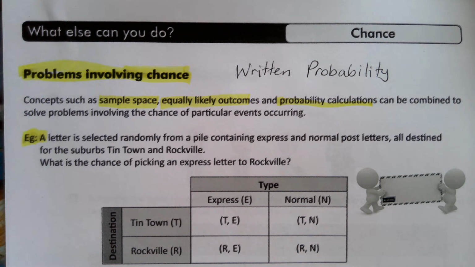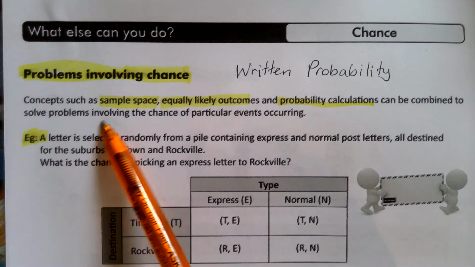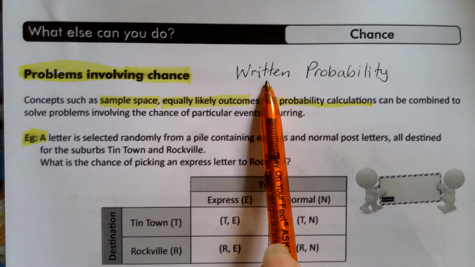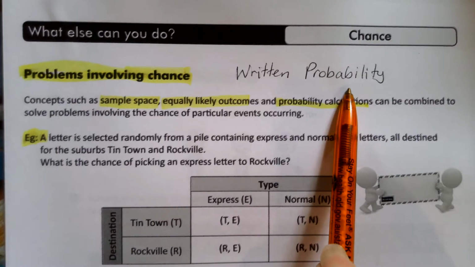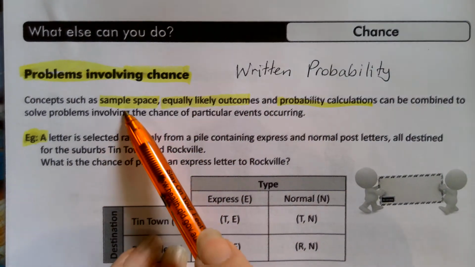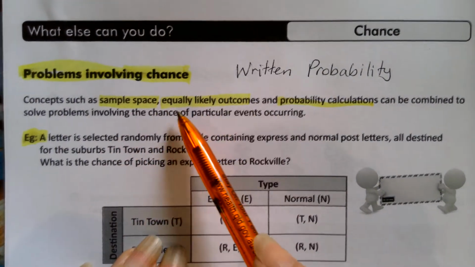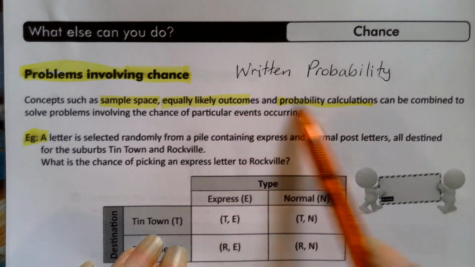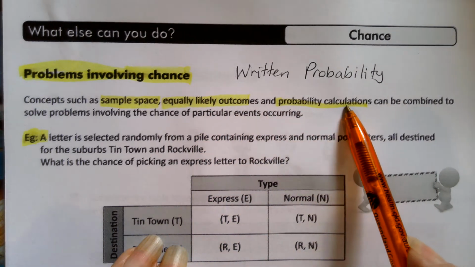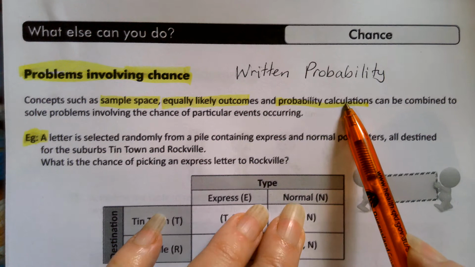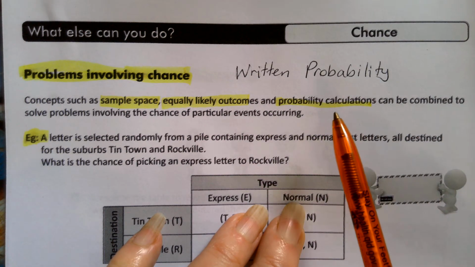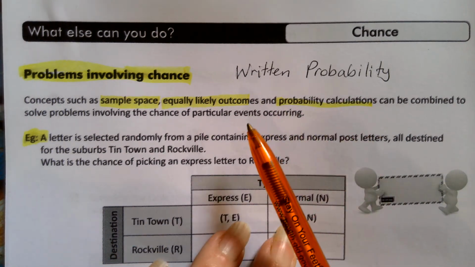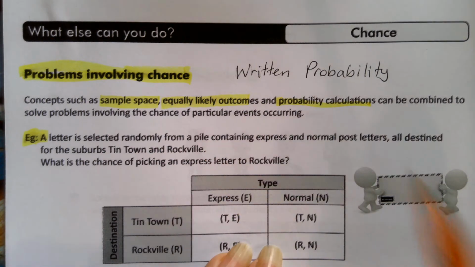Hello, we're going to look at some more chance work today. We're going to look at problems involving chance, sometimes called written probability. We have already looked at sample space, equally likely outcomes, and probability calculations. If you don't remember them, go back to the previous videos. And we're going to combine them now to solve problems.